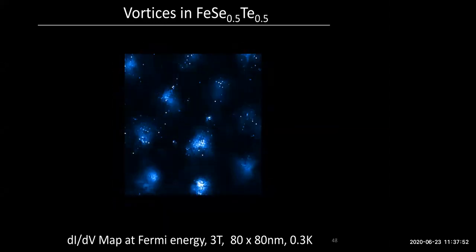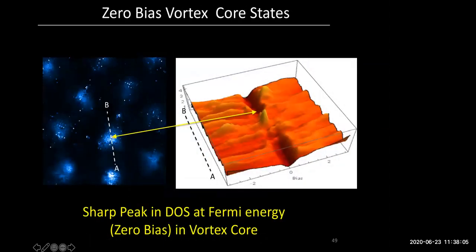So that's what we see in this field of view. If you go to the cleaner samples, you get a better looking vortex lattice. So this is almost a nice hexagon here. The vortex shapes look a little bit better. And now if you zoom into one of these vortices and take a line cut, here are spectra obtained along this line, and right at the center of this vortex, you see a sharp zero bias peak in the density of states. And this is right at the Fermi energy.